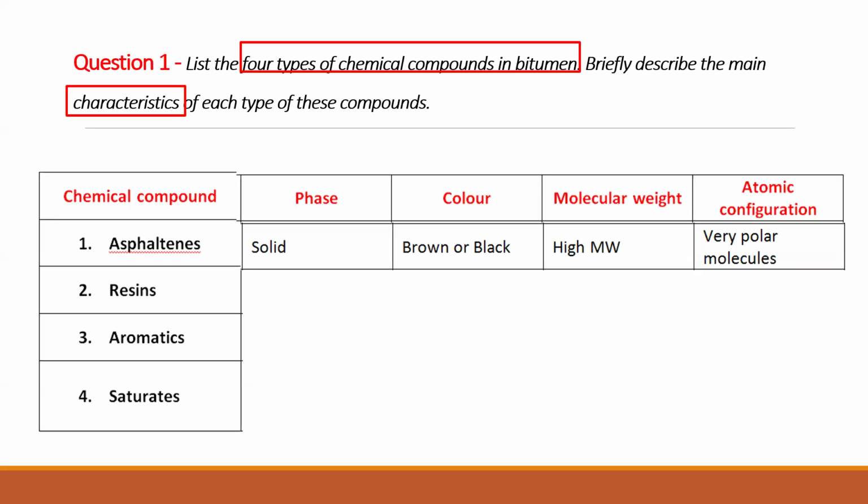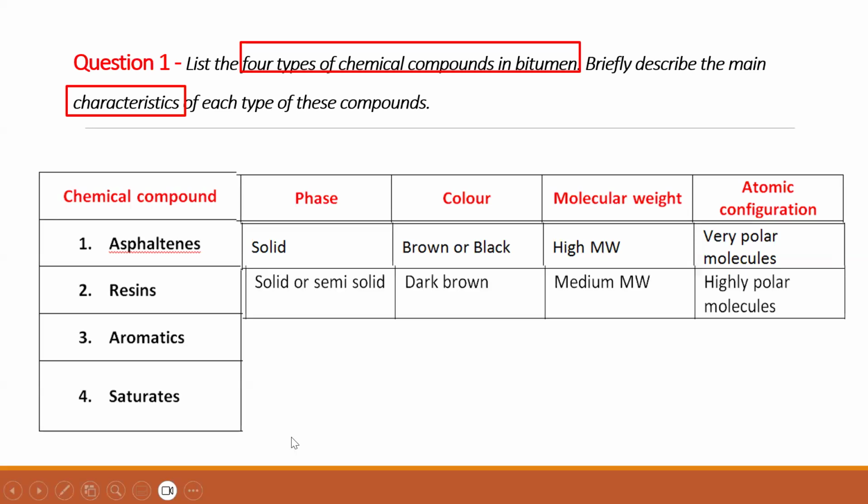What phase are they? Solids or semi-solids? Are they solids or semi-solids or what? Semi-solid to solid, and they are dark brown, medium molecular weight, and high polar molecules. Is that right? How about the next one, aromatics?